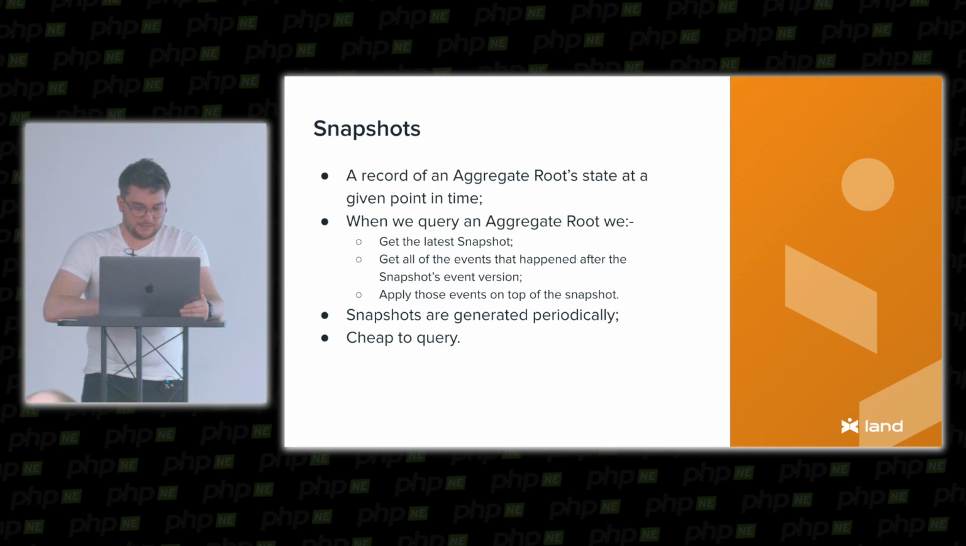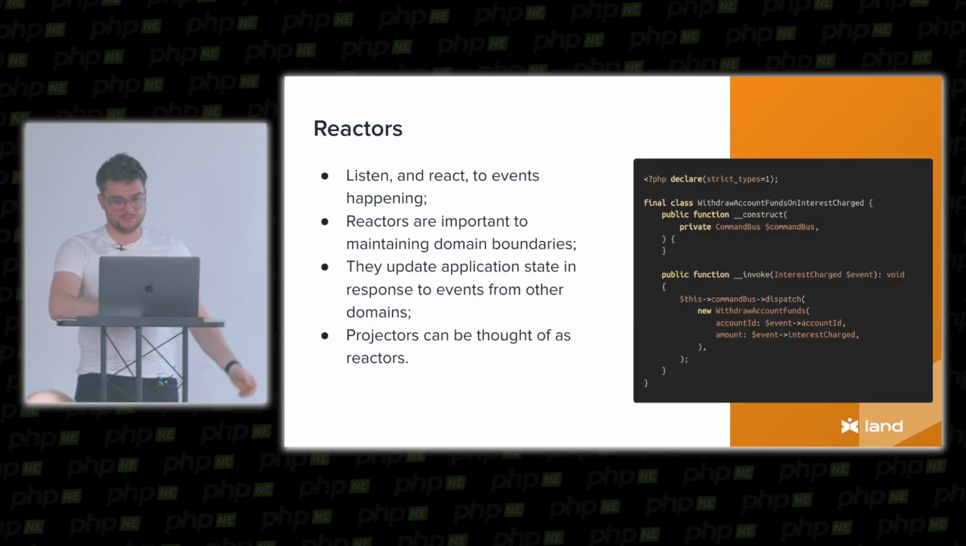And then the final bit of the puzzle for an event-driven system, well, for any event-driven system really, is reacting to events. And they are rather inventively called reactors in event-sourced systems. So the name implies it, they react to events. And they're basically tools for maintaining domain boundaries. So I sort of hinted to it earlier with the account and overdraft services. Imagine those are two different microservices.